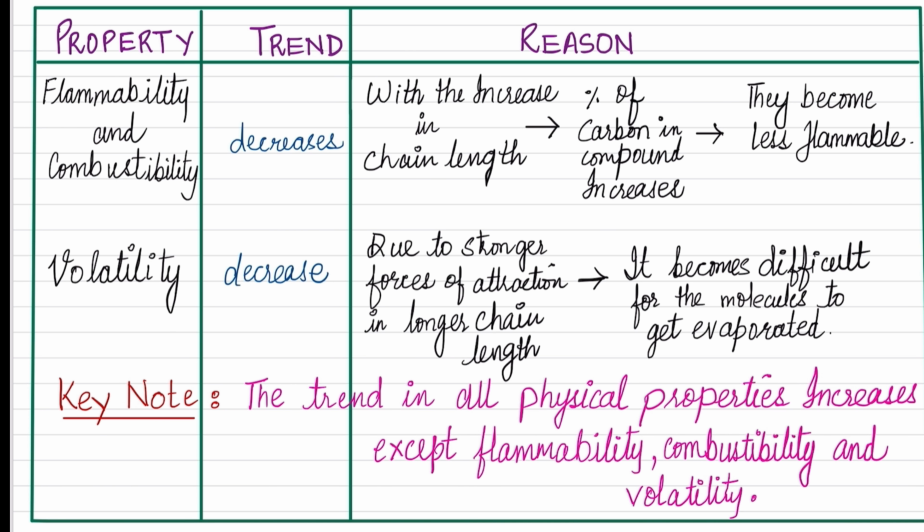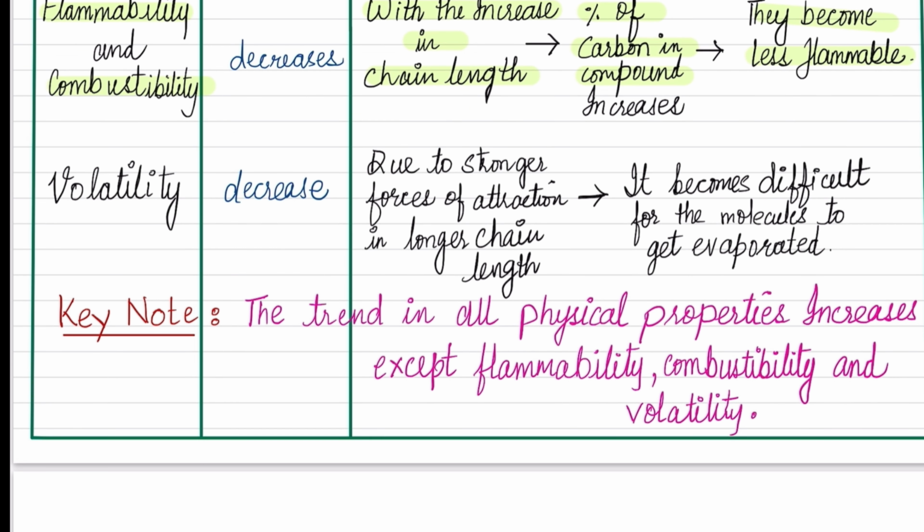Next physical property is flammability and combustibility. It is the ability of an alkane to burn. With the increase in the chain length, means that with the increase in the number of carbon atoms in the compound, the percentage of carbon is increased, so they become less flammable. They burn with great difficulty, or when they are burned they produce more smoky flame. Their flame is more sooty, which means that their flame consists of unburnt carbon particles. So the trend is that flammability and combustibility decreases with the increase in the number of carbon atoms down the homologous series.